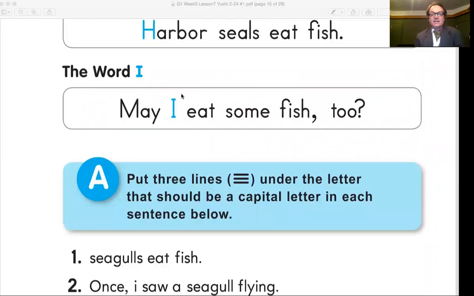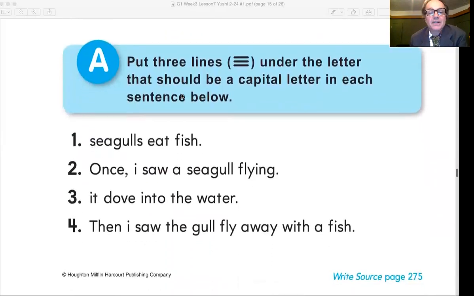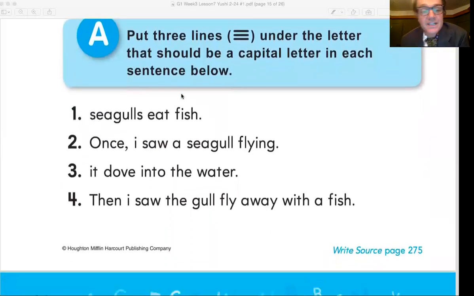Put 3 lines under the letter that should be a capital letter in each sentence. Oh, they're going to try to trick us now. So let's just get our lines ready. Put 3 lines. Seagulls eat fish. Can you see? Try that one, and I'm going to keep going on. Which one needs to be capital? How about this one? Once I saw a seagull flying.